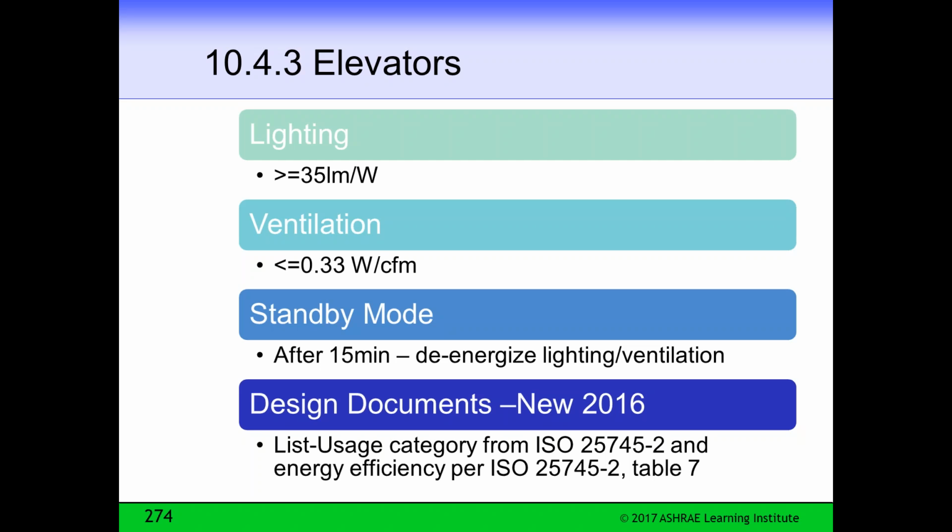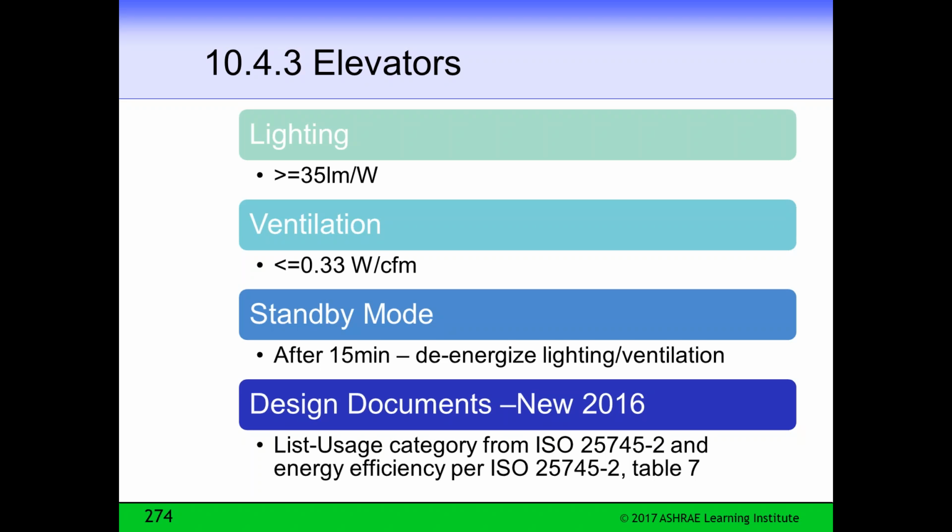And new for 2016, we're going to have the architect list on the design documents the usage category from an ISO standard used in Europe. Hopefully these will be adopted in America quickly, or we'll pull out portions of this from ISO 25745-2, and energy efficiency per ISO. You can see the tables, table 7.